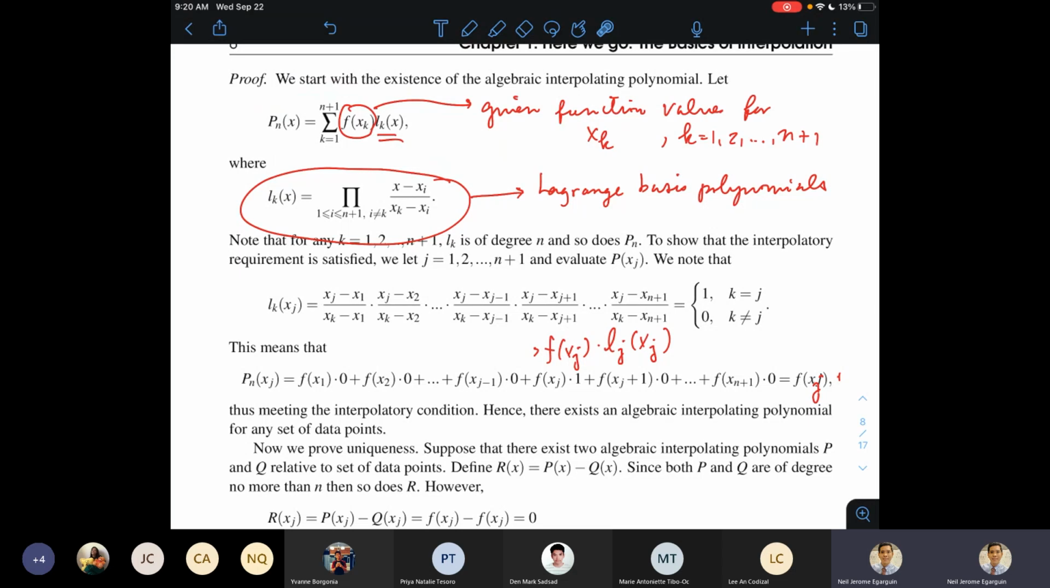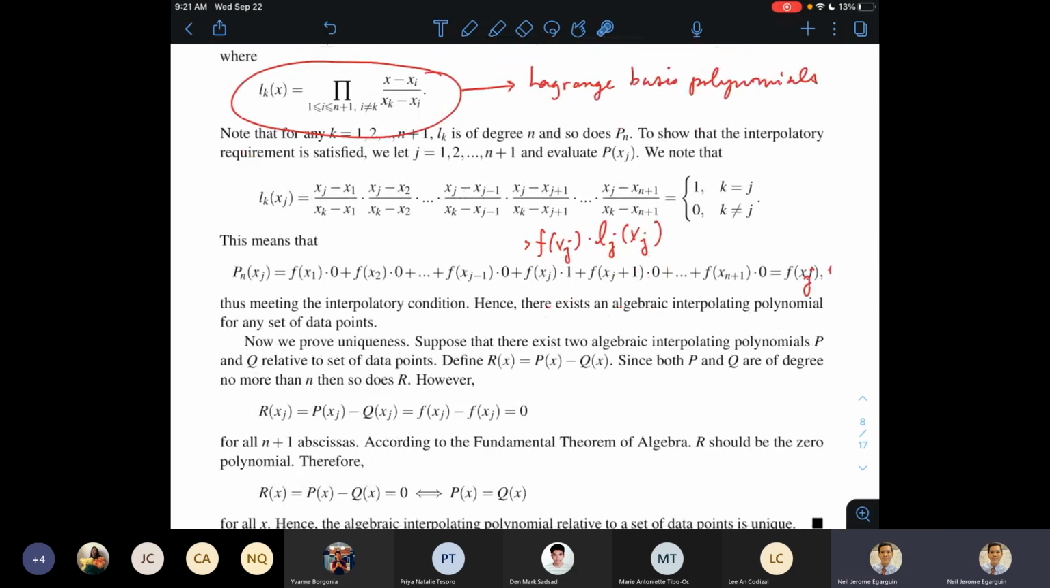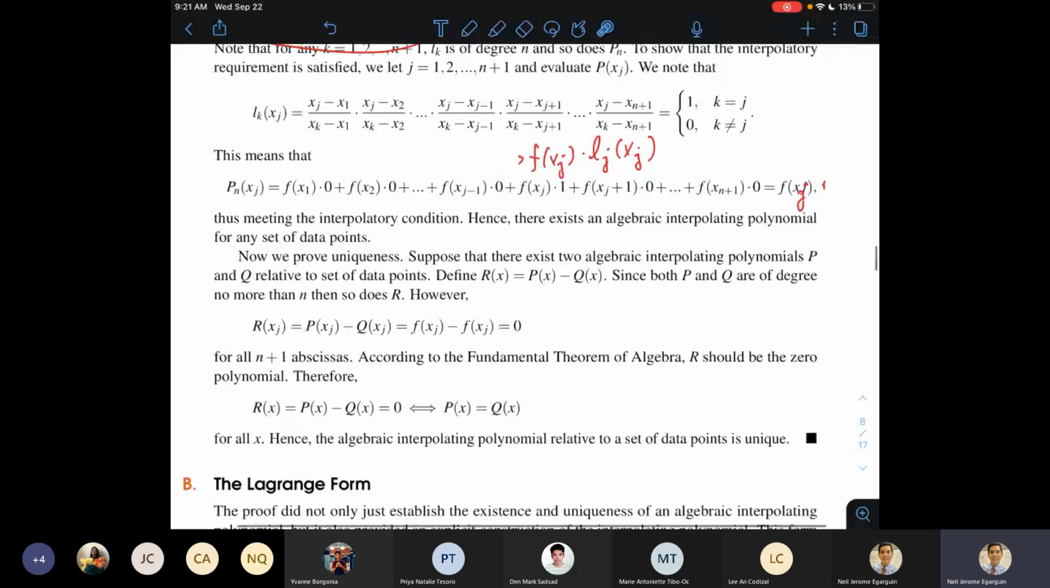So unfortunately, it's already 9:20. So will it be okay if I borrow 5 more minutes and hopefully we'll finish the proof before I dismiss you? Okay. Okay, thank you. Any questions about the proof? Quick questions? Clear naman yung proof.